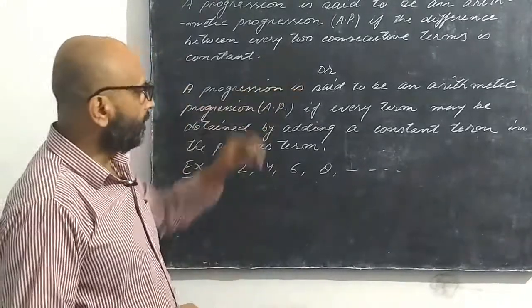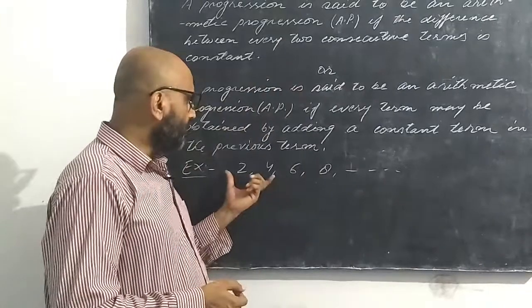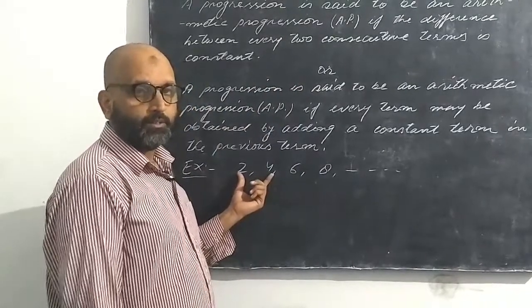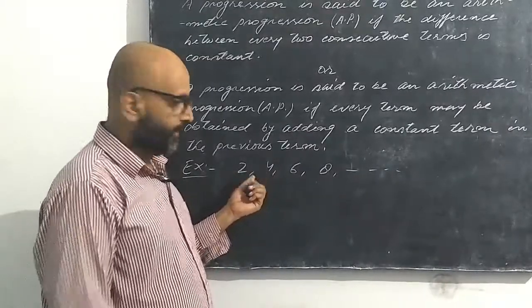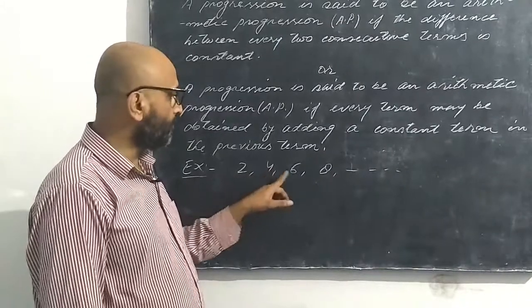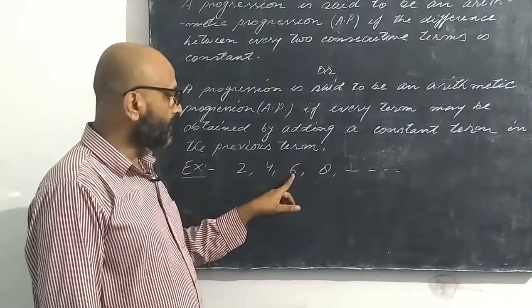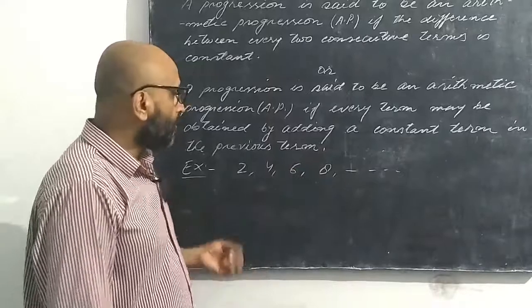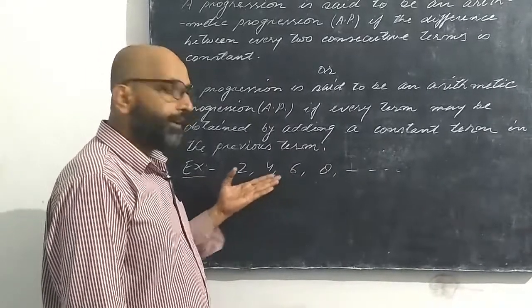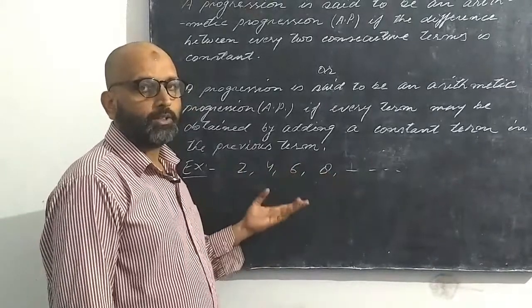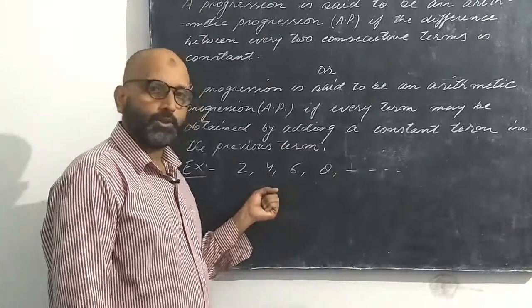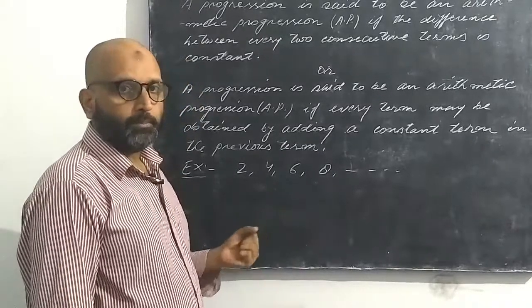So according to the first language, if we take the difference of every two consecutive terms, the difference is always constant. If we subtract 2 from 4, we get 2. If we subtract 4 from 6, we get 2. If we subtract 6 from 8, we get 2. In this way we can say that the difference between every two consecutive terms is constant, and that is 2. Such types of progressions are called arithmetic progressions.